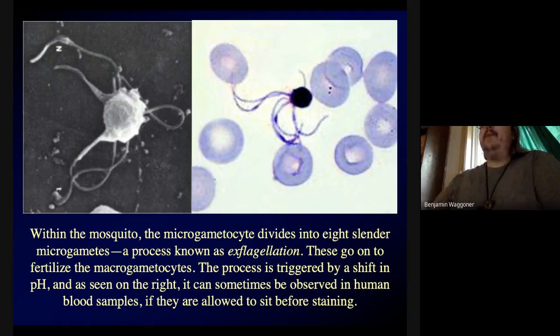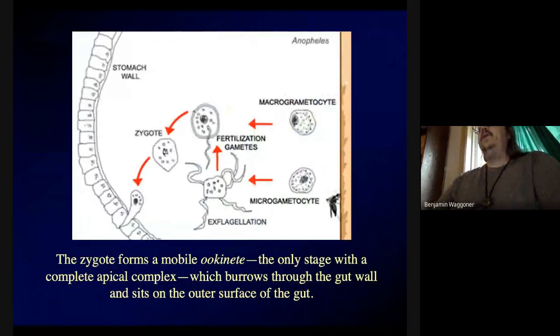So exflagellation happens, out come the microgametes, and they find the macrogametocytes and fertilize them, so we get a zygote. So the microgametocytes exflagellate. The gametes fertilize the macrogametocyte. You get a zygote, and the zygote transforms into a mobile stage called an ookinete. Remember, kinene, again, is Greek for to move. So the ookinete is the mobile egg, the mobile fertilized egg in this case.